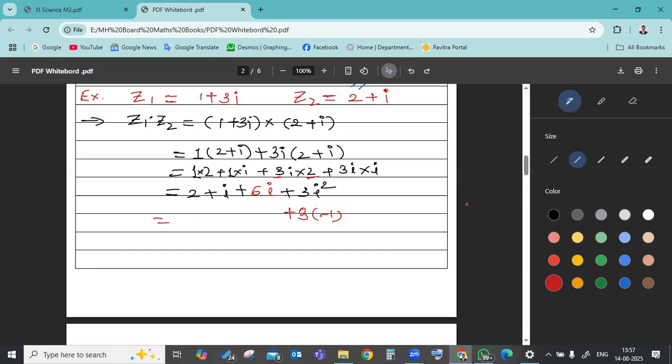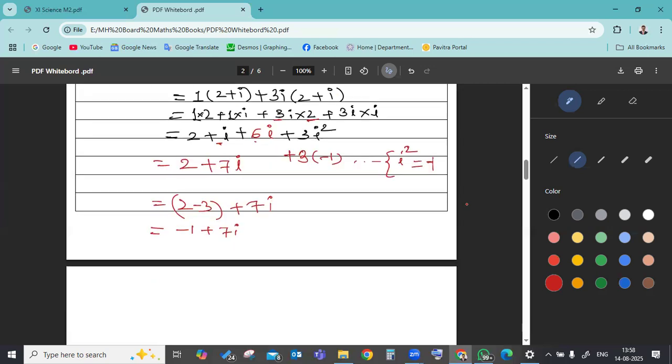2 plus this 1i plus 6i, 7i plus 3 into minus 1, because what? i square is minus 1. That's what is the meaning of an imaginary number, no? So this gives us what? 2 minus 3 plus 7i will give us what? 2 minus 3 gives us minus 1 plus 7i. This is real part of complex number minus 1, imaginary part of complex number 7.